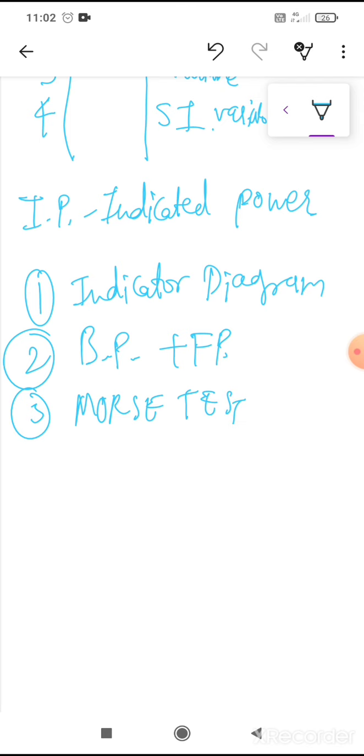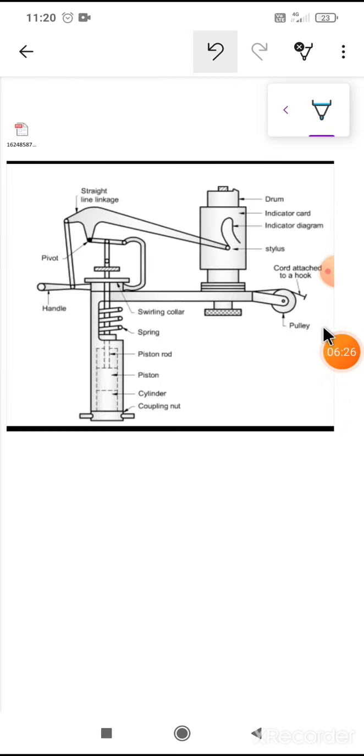So we will see the first, the indicator diagram. The engine indicator consists of a cylinder and piston rod, and on the cylinder a coupling nut is fitted, and the coupling nut is connected to the gas hole tap, which is fitted to the cylinder head of the engine to be tested. So this is the diagram of the engine indicator. It consists of a piston and a piston rod, and on the cylinder this is the coupling nut, which is connected to a gas hole tap fitted to the cylinder head of the engine to be tested.